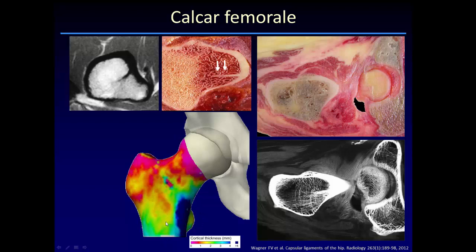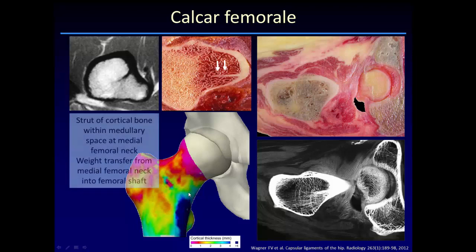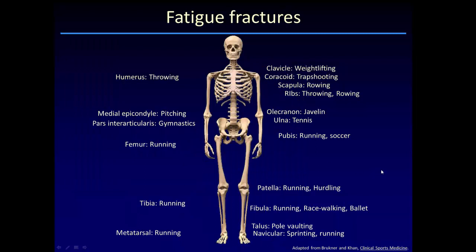You can see that this region where the calcar is present is the site of very, very intense loading of the bone. That's why we see so many fractures in this area, not just from insufficiency where the compressive trabeculae are failing, but also from fatigue because of the incredible loads that are transmitted through this particular region. So with this discussion of the calcar, I'd like to move now into talking about the fatigue fractures.